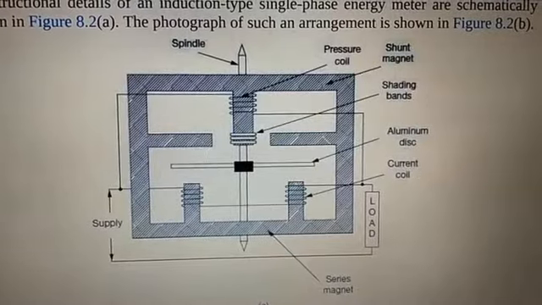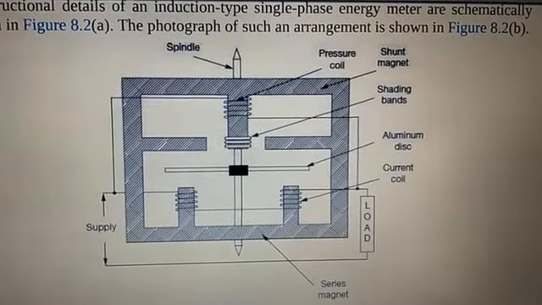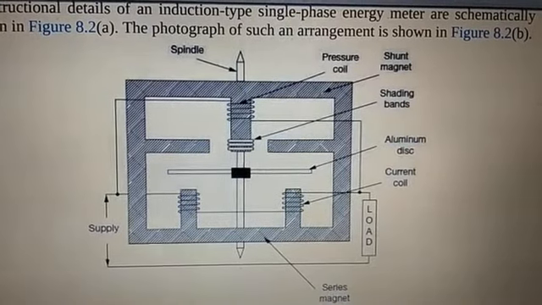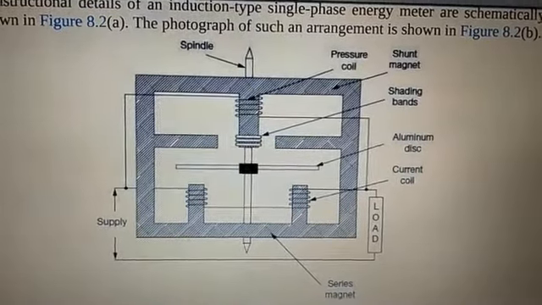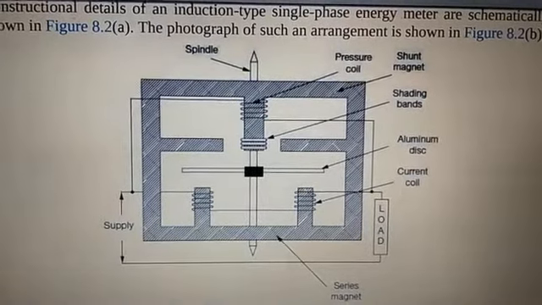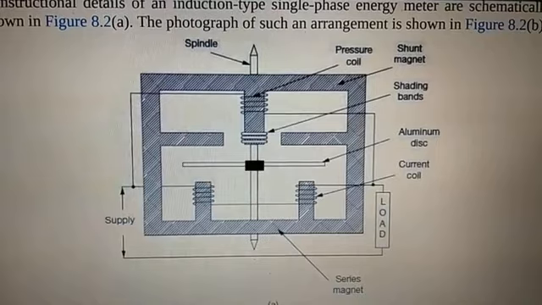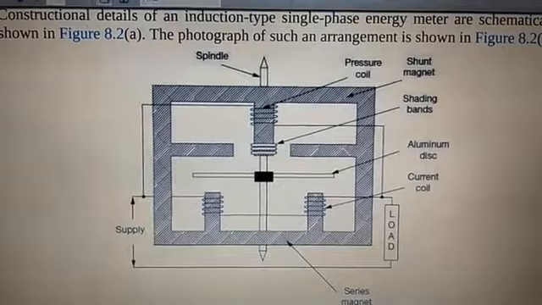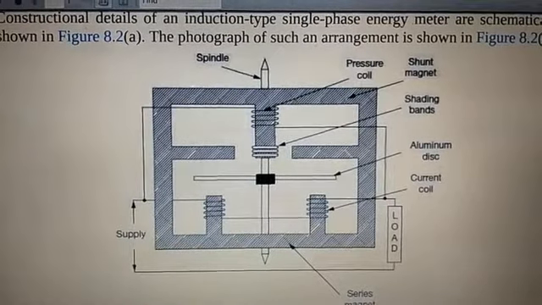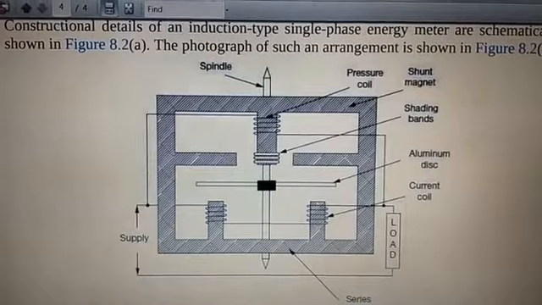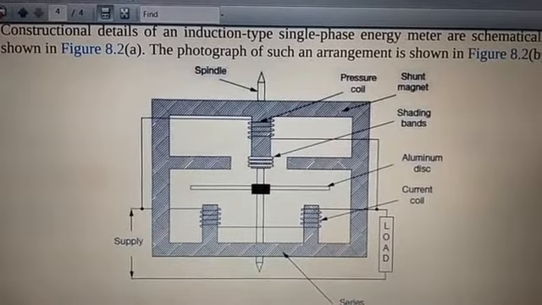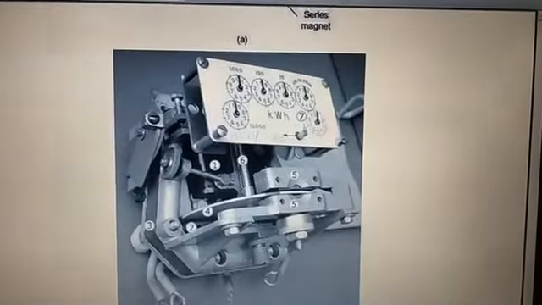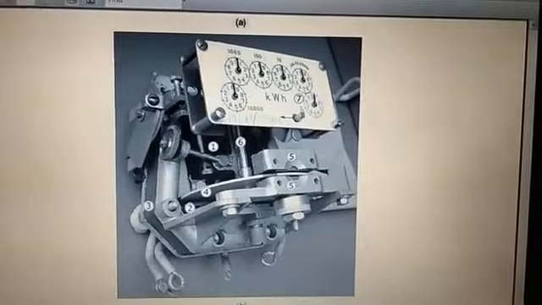This is the construction of a single phase induction type of energy meter, and this diagram shows the basic structure, what different types of materials and devices are used for the induction type of energy meter, which is a revolving type of energy meter. It is an analog energy meter, and this is the internal construction of the induction type of energy meter.